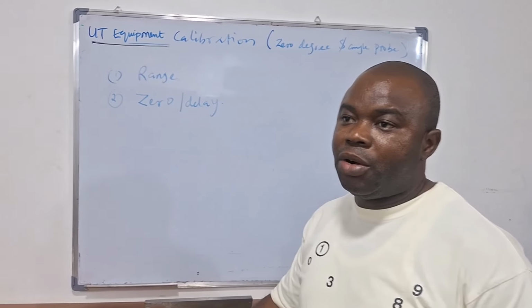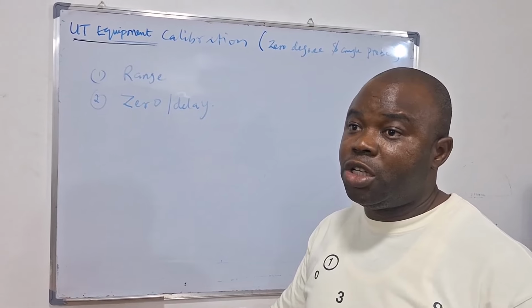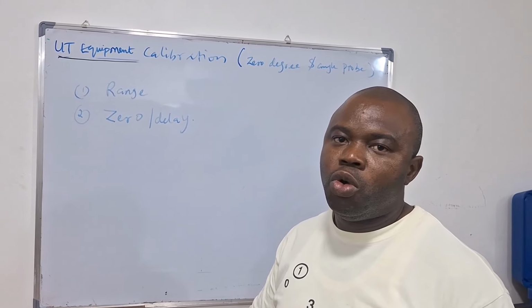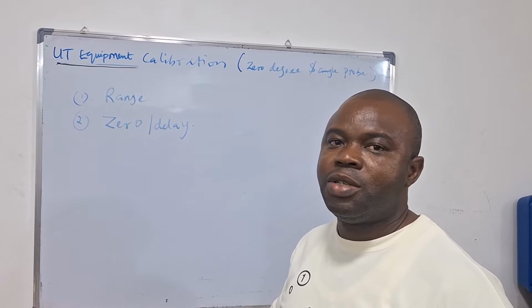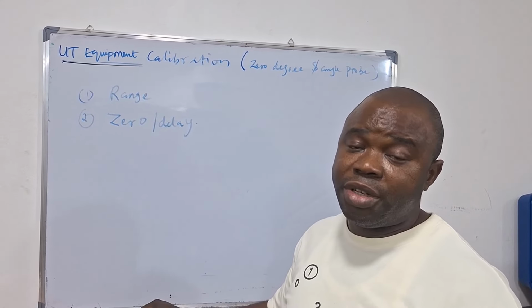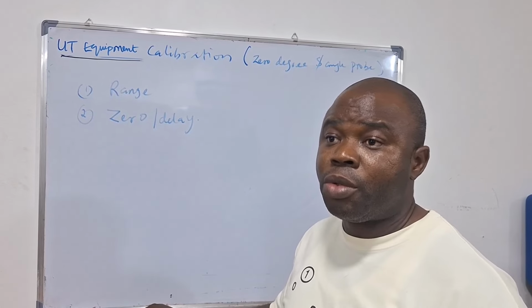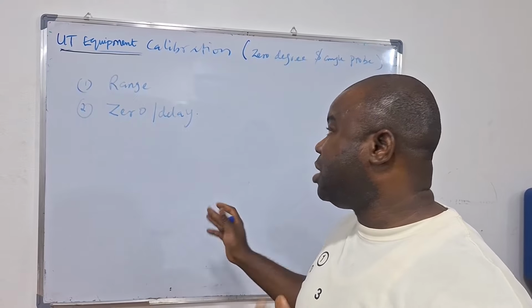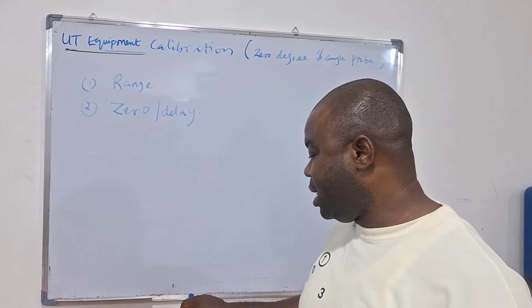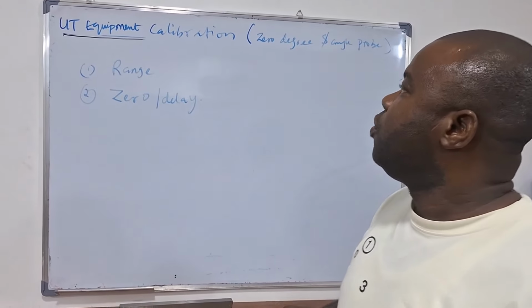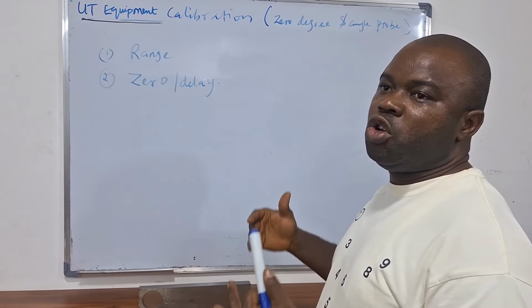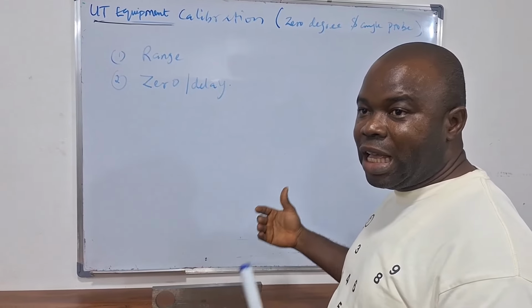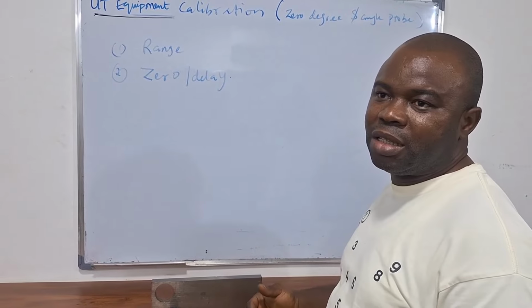Like I said earlier on, calibration is not set up. So we'll look at calibration and how you calibrate for your 0 degree and your shear wave. The concept is just simple and straightforward. If you are calibrating, you are trying to ensure that the readings you are getting are accurate.